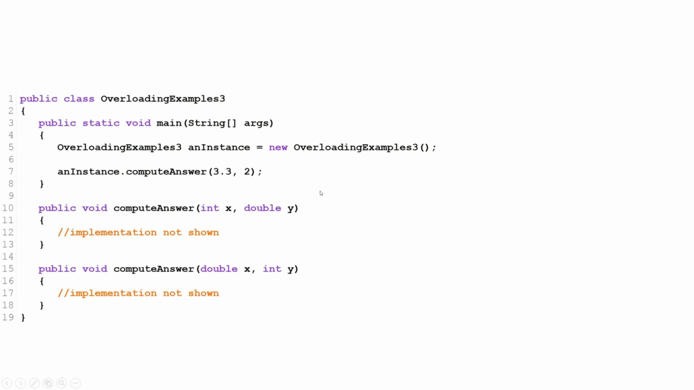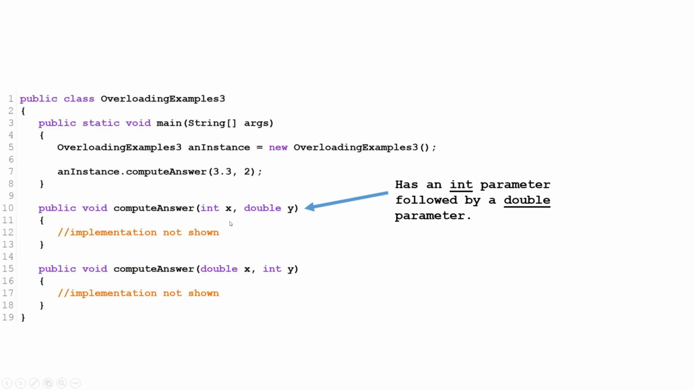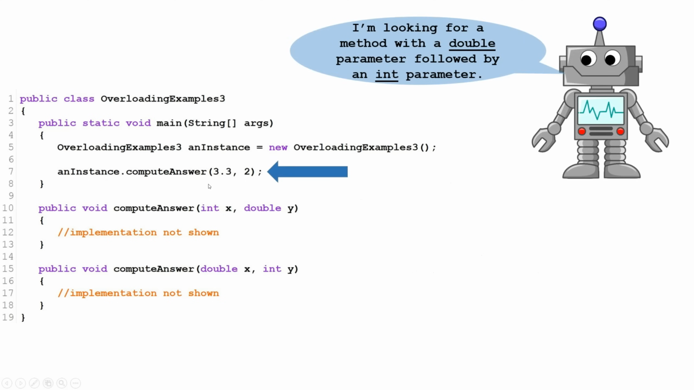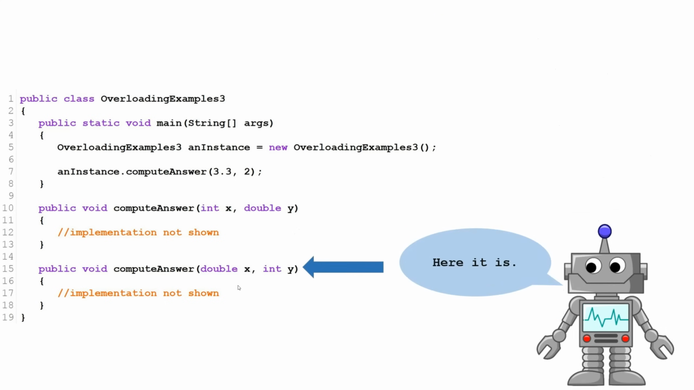Let's look at a third example. We have two different versions of computeAnswer. The first one has an int followed by a double. The second one has a double followed by an int. This call to computeAnswer will look for one that has a double followed by an int. Right here.